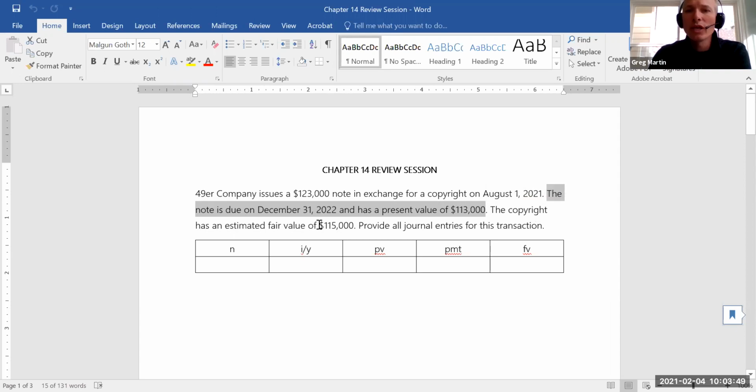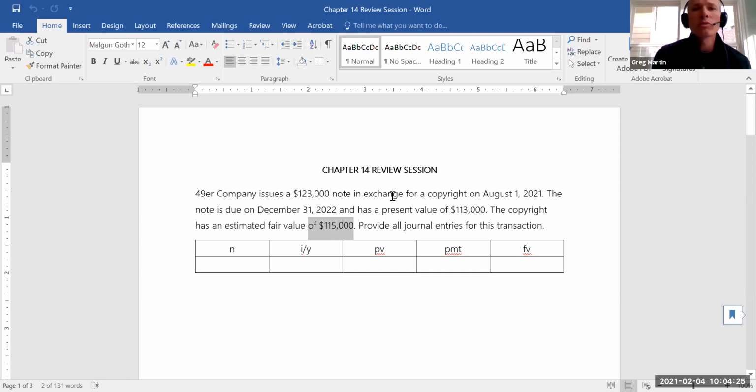A copyright is unique, so that's going to be a level 3. What that tells us then is that the fair value, the present value of the note, is more reliable than the estimated fair value of the copyright. So this $115,000 estimated fair value is really irrelevant because it's not reliable. As we move through this journal entry and these calculations, this 115 is not even part of it. Now it's the 113, the 123, and the length of time and all that. Anyway, that's important to understand.